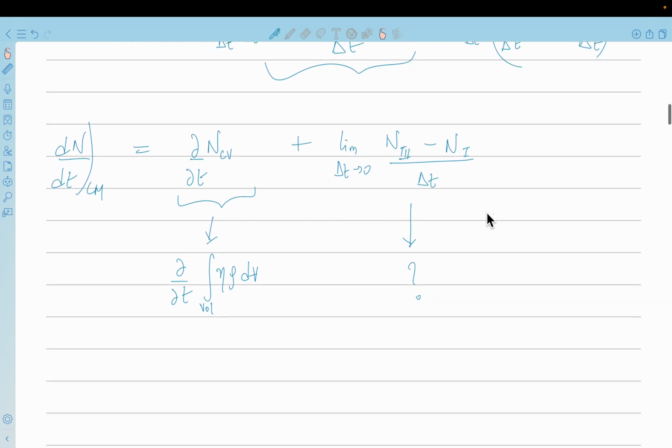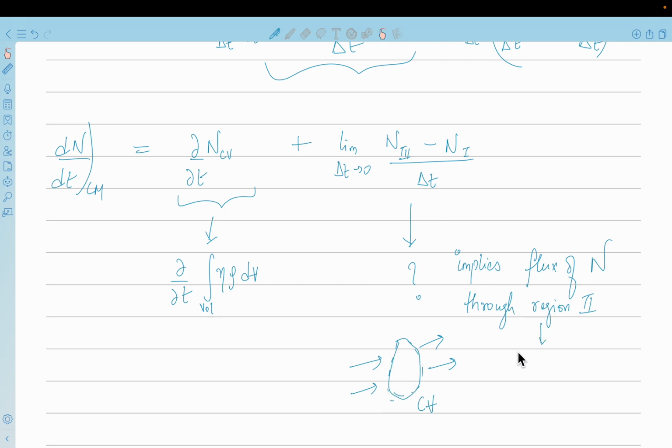So this term actually implies flux of quantity N through region 2. But what was region 2? Region 2 was my control volume. So what this term actually implies, if I have a control volume, there was some flux in from here and outward flux here, and what is this? This is the control surface, right? So it actually implies flux via the control surface. Are there any questions about this concept?